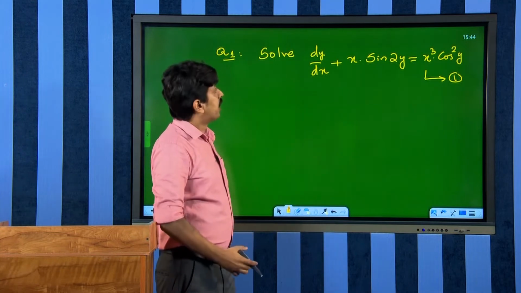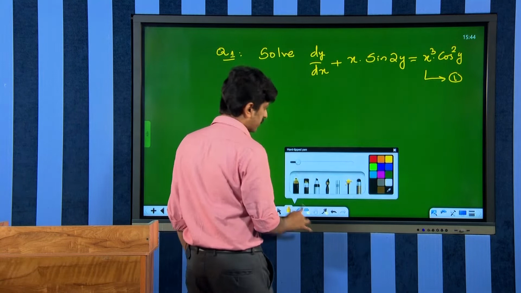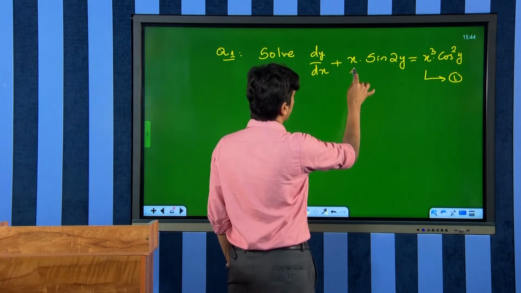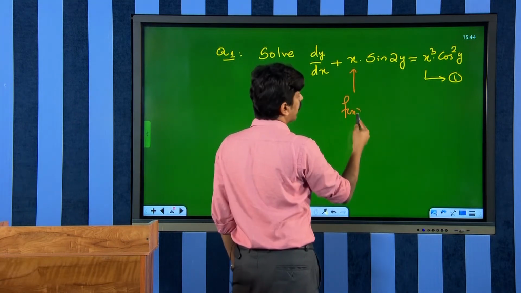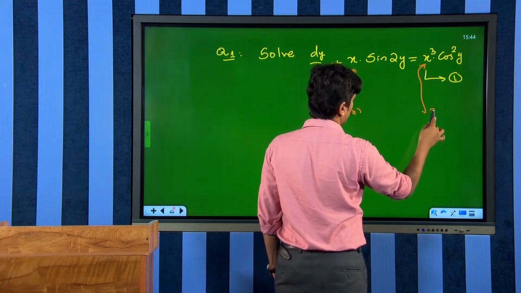See, dear students, while evaluating here, we have f of x here, this is our f of x, and we also have r of x as x cube.